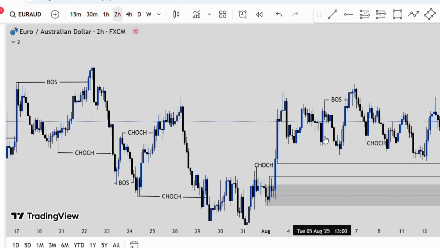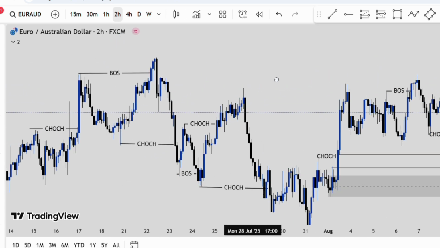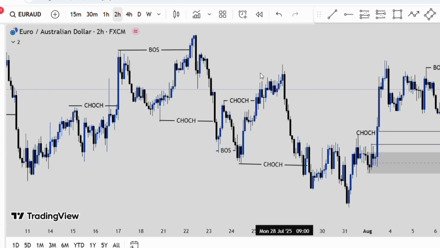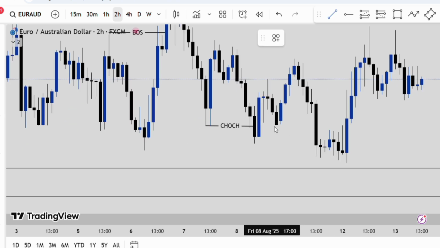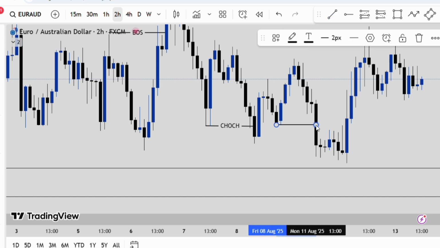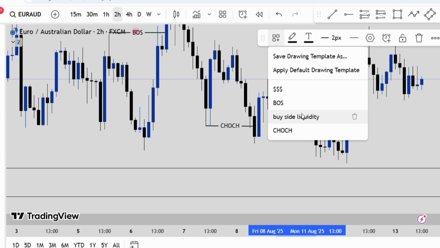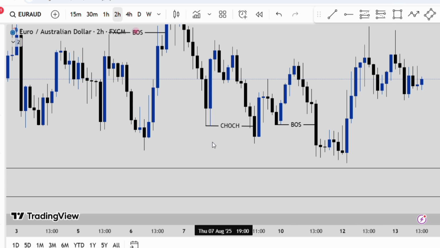You understand? And this is what we call the external change of character. If you want to really mark this particular aspect, we'll start from here. This will be the internal change of character, but here is the external change of character. So now this is our break of structure, because price has already mitigated this particular origin that caused this change of character, which is from this particular area here down to that particular area.